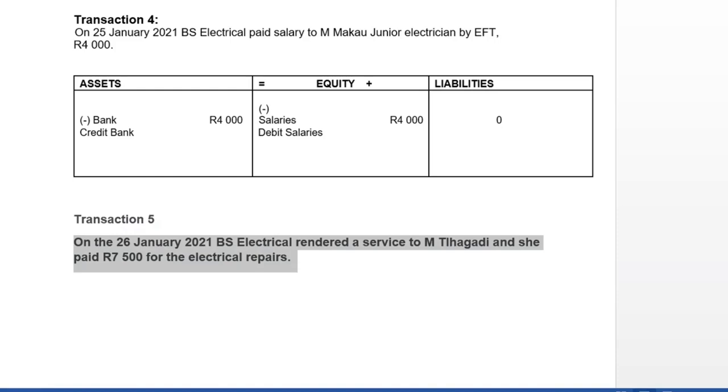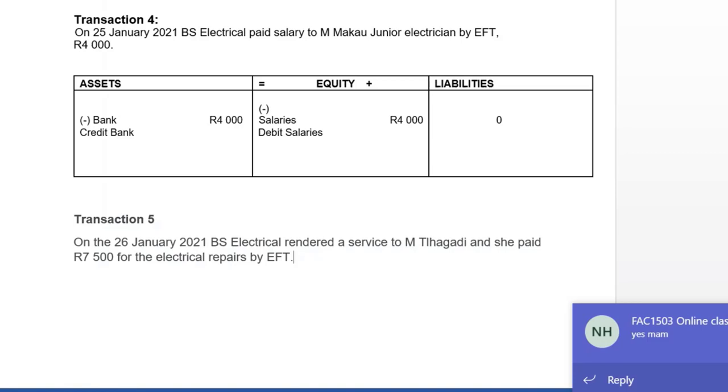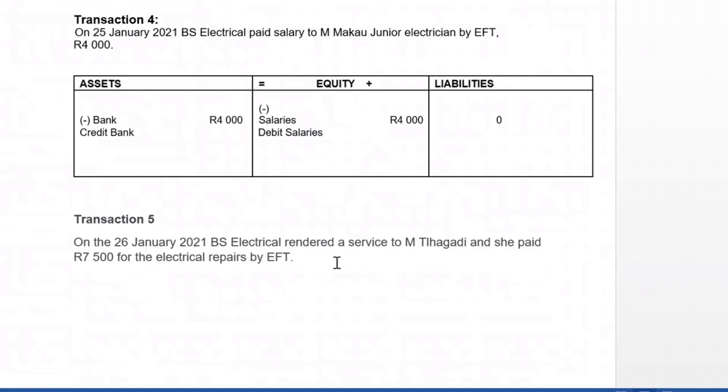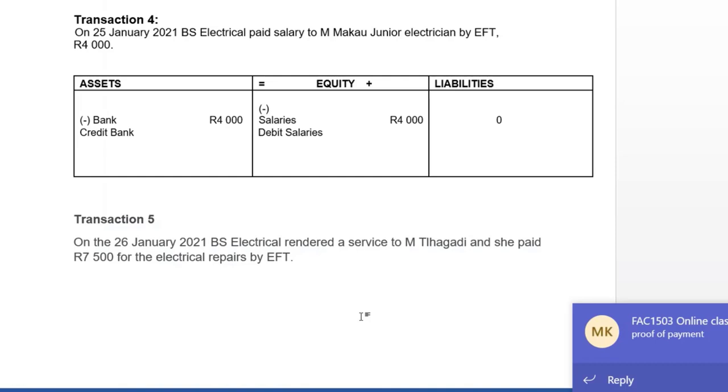So I just added an additional transaction here, guys. Can you see that transaction I just added now? Yes, we can see, Matilda. Thank you. So look at this transaction. The first thing I want to ask about this transaction is, what is the source document for this transaction? Matilda, I see some comments. They say cash receipt, proof of payment. Yes, proof of payment.